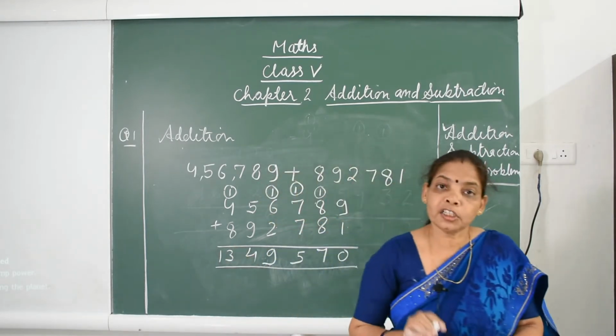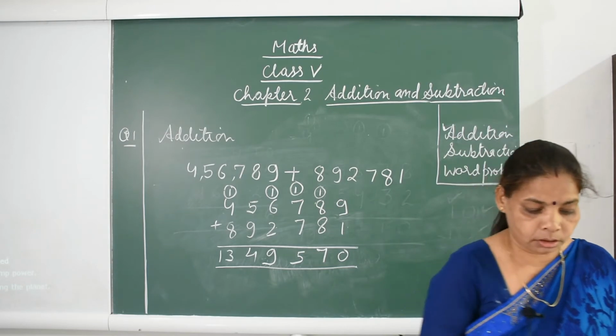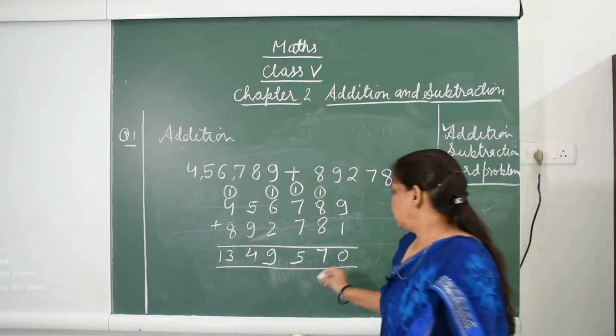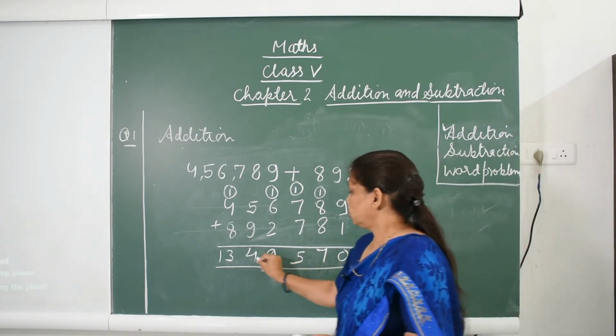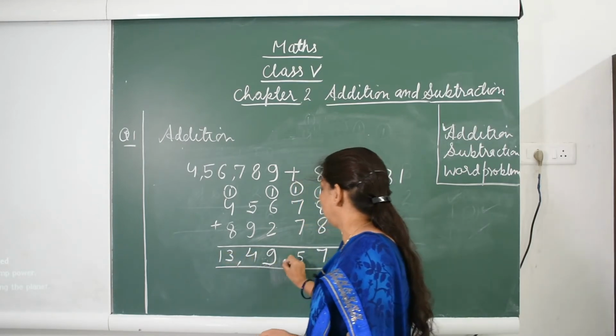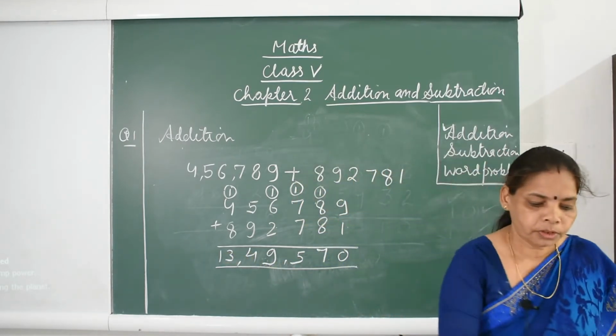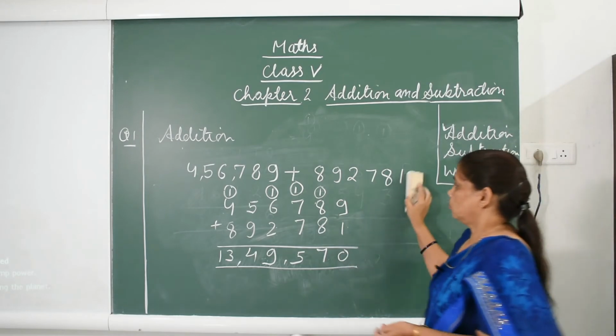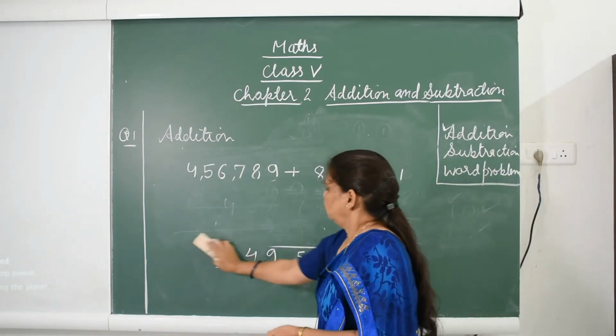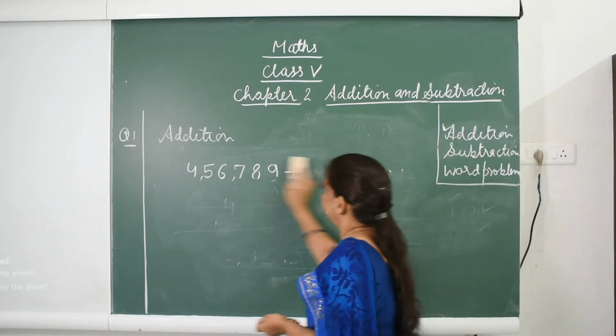So first we take the small digit, then the largest digit. Ones, tens, 100, 1000, 10,000, lakh, 10 lakh. So do you understand, children? Now we will take the 3-digit, 3-column number.